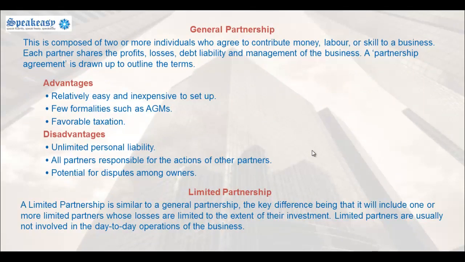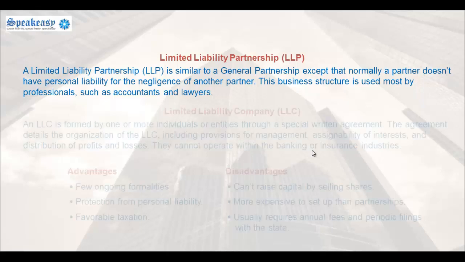A limited partnership is similar to a general partnership. The key difference being it will include one or more limited partners whose losses are limited to the extent of the investment. Limited partners are usually not involved in the day-to-day operations of the business. A limited liability partnership is similar to a general partnership, except that normally a partner doesn't have personal liability for the negligence of another partner. This business structure is used most by professionals, such as accountants and lawyers.